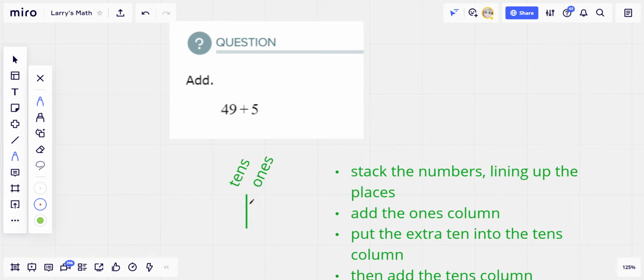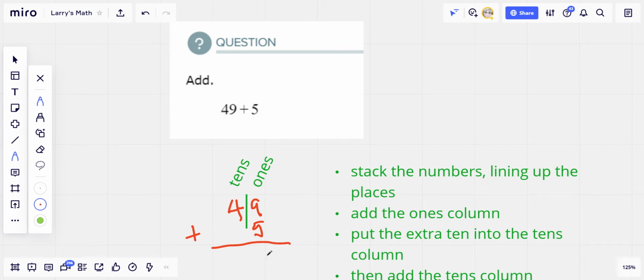I've got a little diagram here for the tens and the ones place. I'm going to put in 49, I'm going to put the 4 in the tens place and the 9 in the ones place. And then the 5 just has the ones place. 5 ones is 5, so that goes in the ones place. So we've got them stacked up and ready to add.